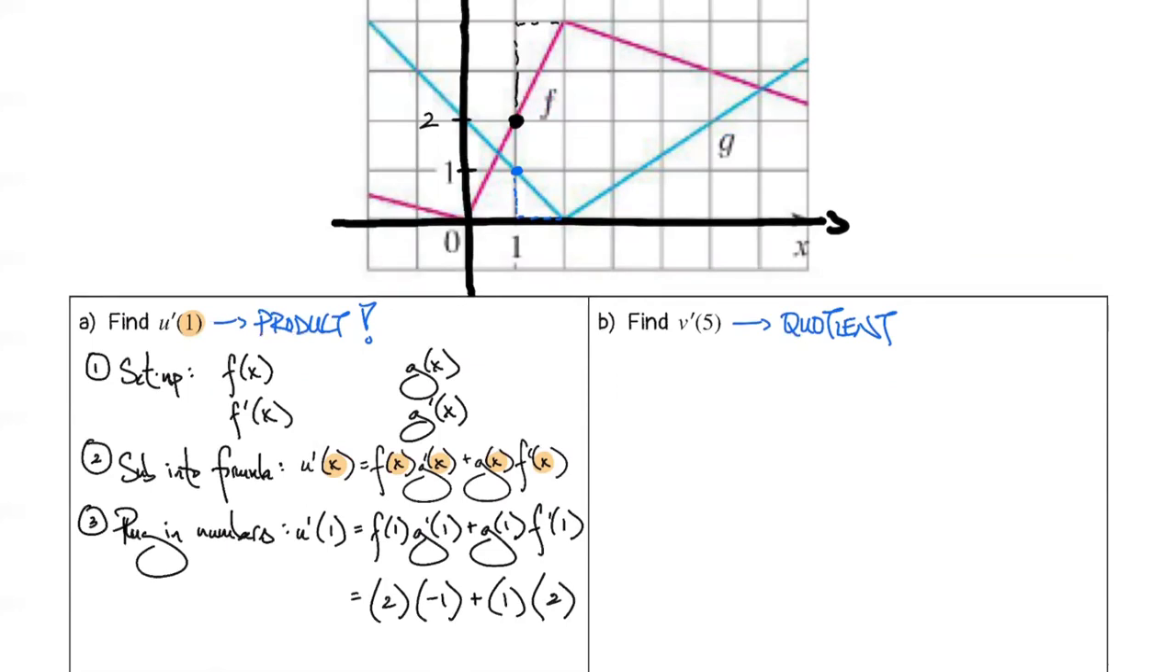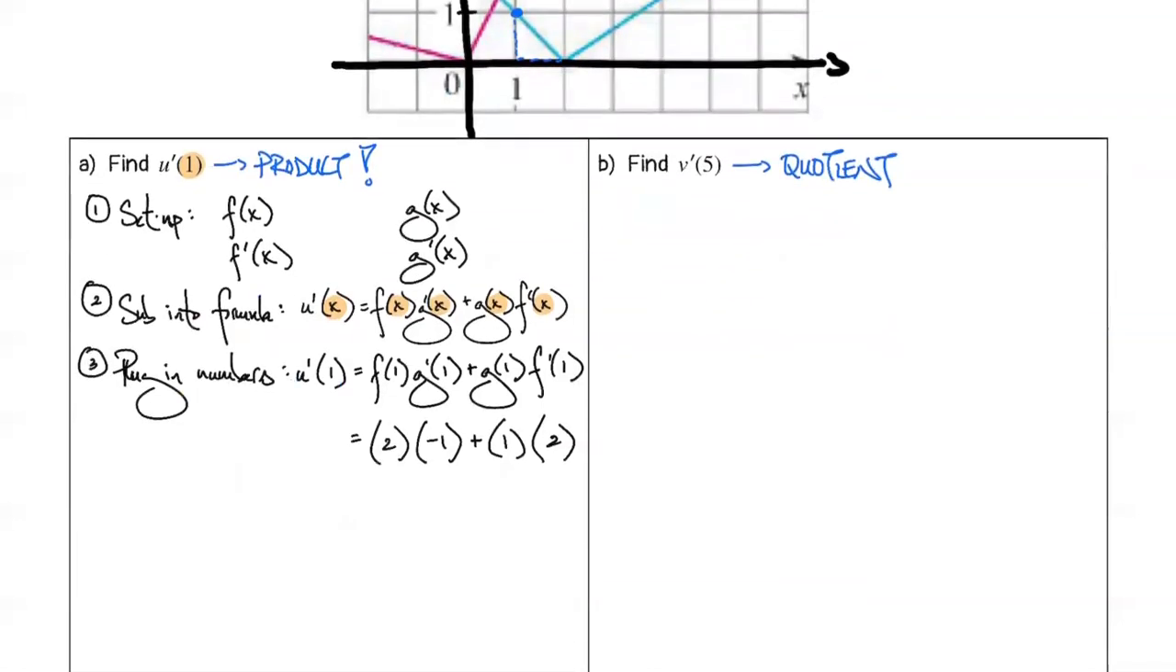Good. Now I saw something in the chat: we only know that g prime is -1 because of the graph. That is absolutely correct. We went to the graph and said at x equals 1, what's the slope? And it turns out it was -1. So we've got all those numbers. 2 times -1 is -2, plus 2. And it turns out that the slope when we take the product is just going to be 0.